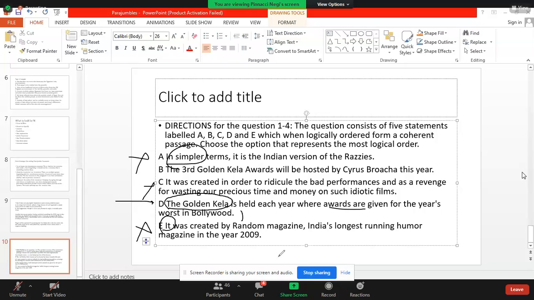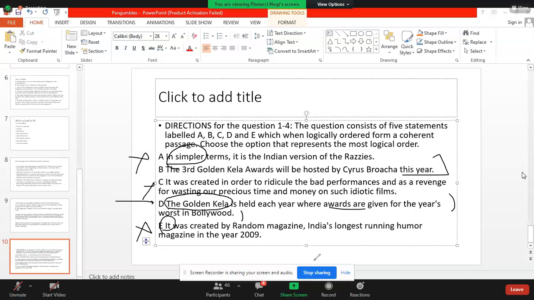So now we come to B and D, and now it's a tough decision to decide. It's not a tough decision, but here you have to make a decision as to whether D should be the opening sentence or B should be the opening sentence. Now students understand. Answer option B talks about the Golden Kela Awards of a particular year, right? Present. Whereas D talks about the Golden Kela Awards in general. In general, what they are. And B talks about the awards for this particular year.